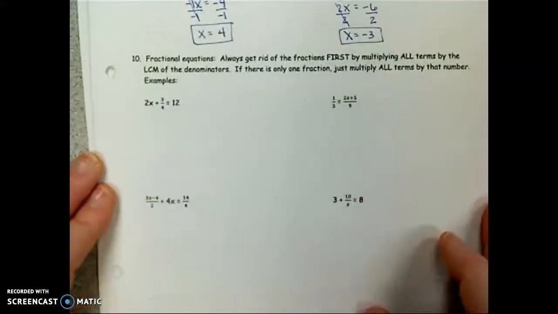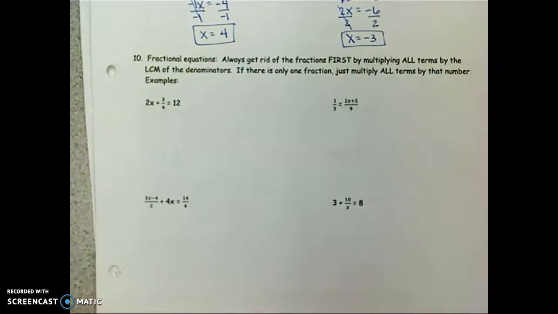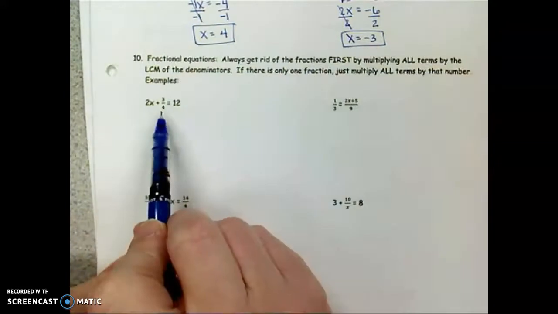All right, then we come to what we just learned. This is the most recent thing we've learned, and that's fractional equations. So remember, the very first thing you're going to do is get rid of the fractions first. You're going to multiply all of the terms by the least common multiple of the denominators. If you only have one fraction, all you have to do is multiply all the terms by that number in the denominator. So in the first one, we only have one fraction.